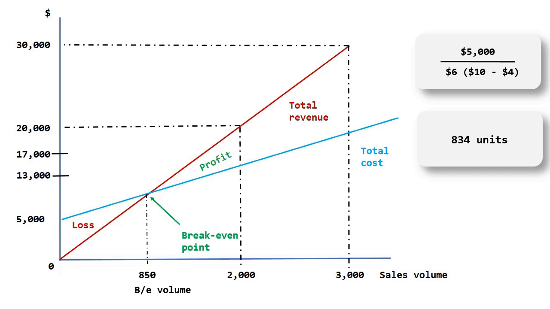Another point to note with regards to the graph is that at sales volumes to the left of the break-even point a loss would be made, as total costs are higher than total revenue, and sales volumes to the right of the break-even point would generate a profit, as the total revenue is higher than total costs.